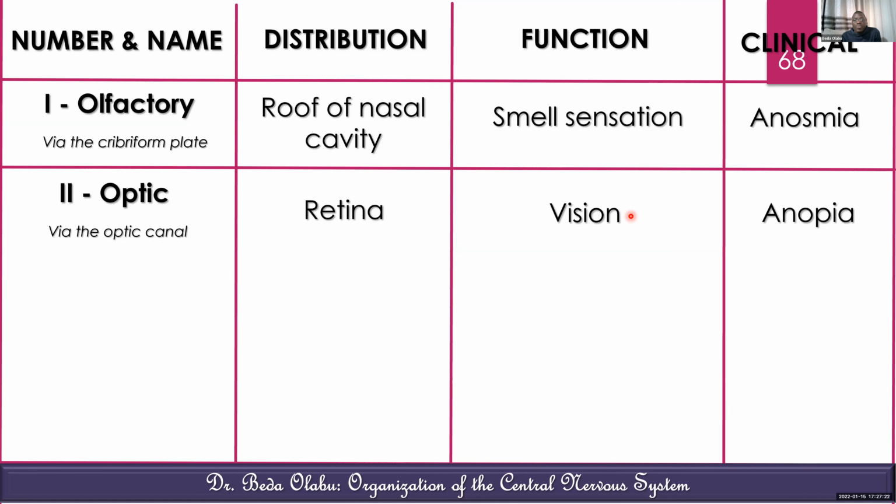If you injure the optic nerve, what happens? The information from that eye can now not reach the brain. And so basically there'll be some level of blindness or loss of vision, what we call anopia.